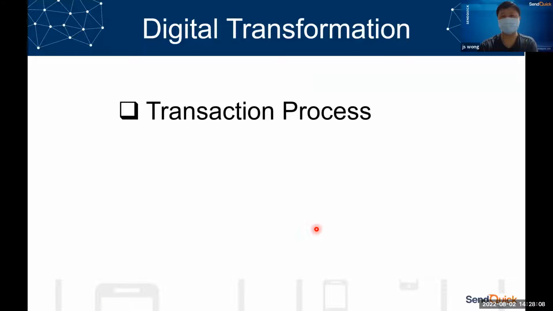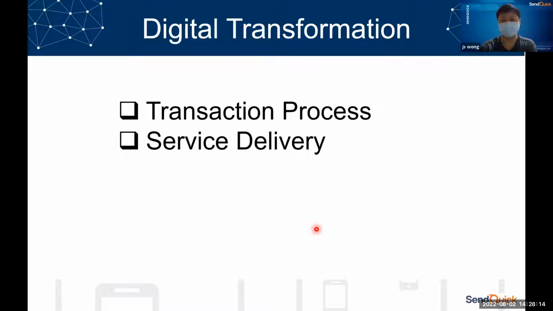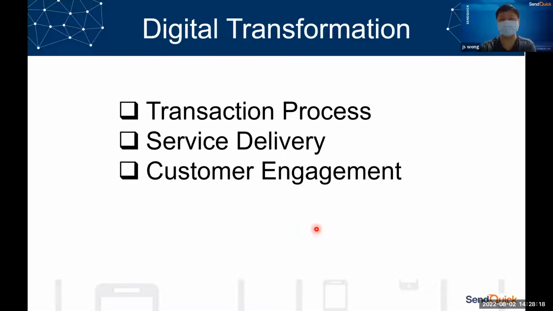So in today's discussion, I will look at only a few areas. Number one, the transaction process for the customer. Number two, the service delivery, including the product and services. And number three, the customer engagement. But like I mentioned earlier on, there are many other aspects, but let's look at some of the key aspects that communication in particular can help in the whole digital transformation. So transaction process, service delivery, and customer engagement.